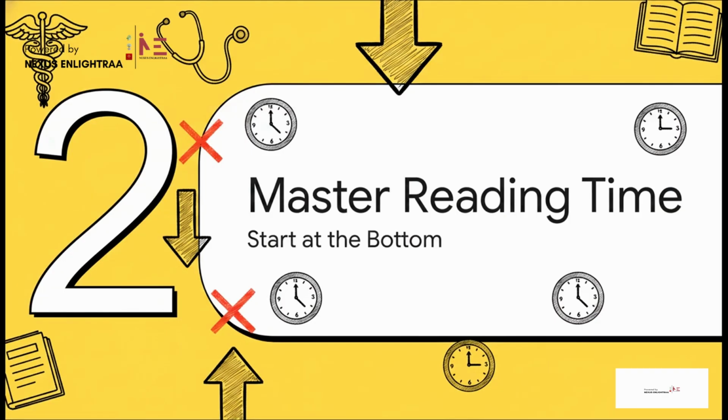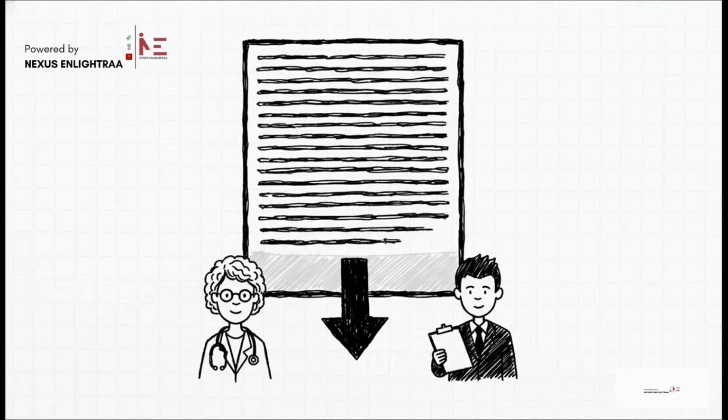Moving right along to Phase 2, mastering the reading time. Start at the bottom. So how should you actually spend those precious first 5 minutes of reading time? Well, your gut instinct might be to just start reading from the very top of the page. Actually, scratch that, it's a total trap. Your very first move should be to scroll right down to the bottom of the notes and read the task. Why? Because knowing exactly who you're writing to basically dictates everything else.